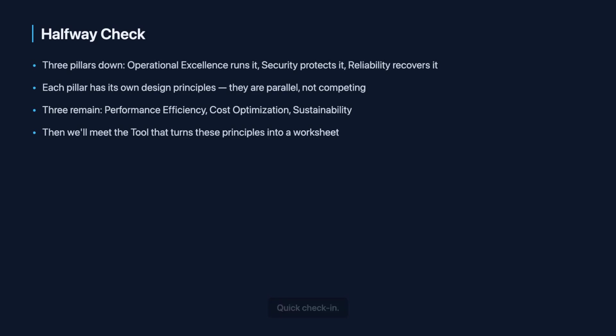Quick check-in. We've covered 3 pillars. Operational excellence runs it, security protects it, reliability recovers it. Each has its own design principles, and they're parallel rather than competing. 3 pillars to go: performance efficiency, cost optimization, and sustainability. After that, we'll meet the well-architected tool, the free console service that turns these abstract principles into a worksheet for a specific workload.